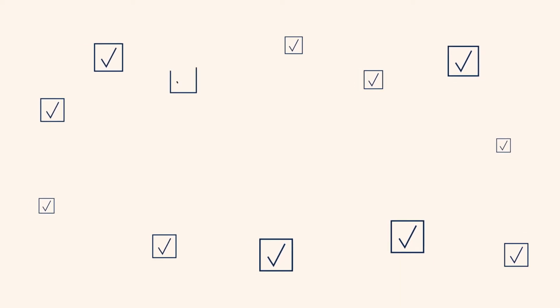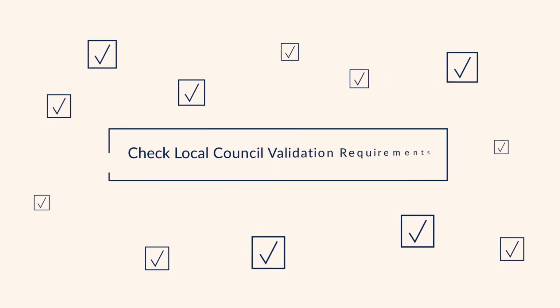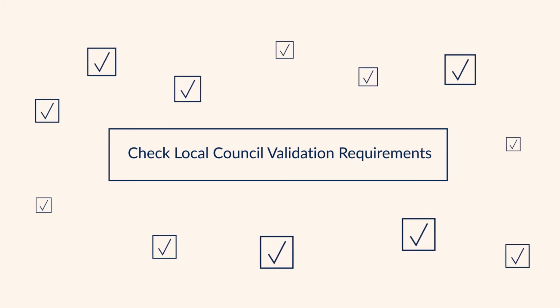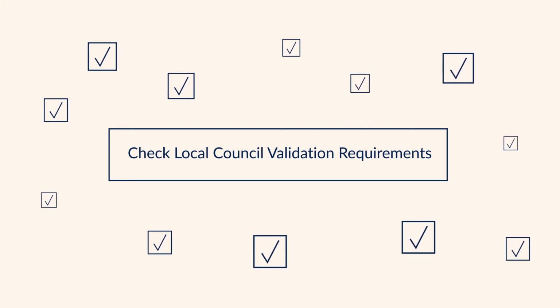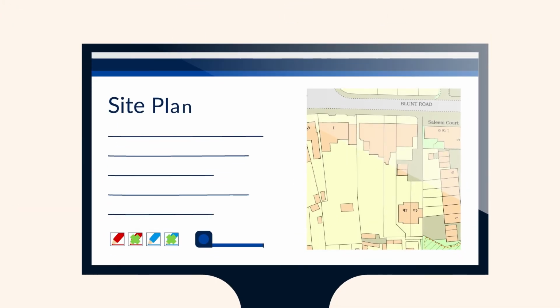Depending on your application, there's a wide range of extra information that you might be required to submit. It's really important to check the council's validation requirements carefully to see what you need. For example, you may also be required to provide a site plan, also known as a block plan. Again, these can be found and annotated with red and blue lines at ukplanningmaps.com.